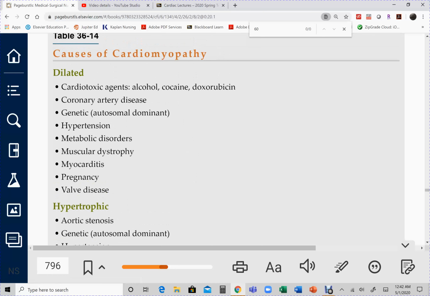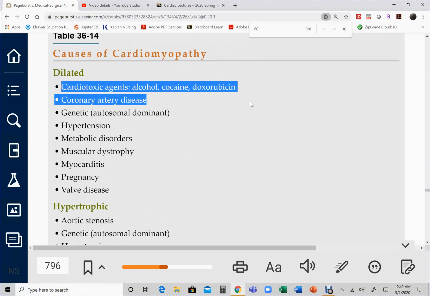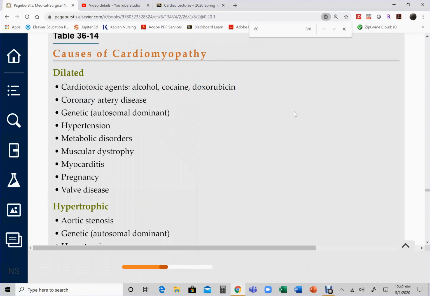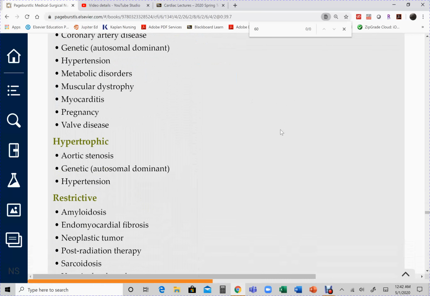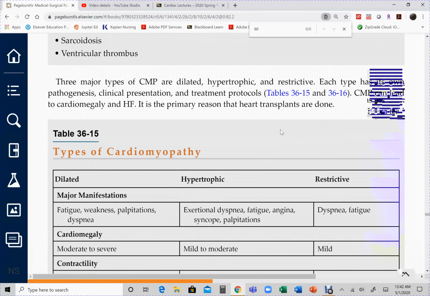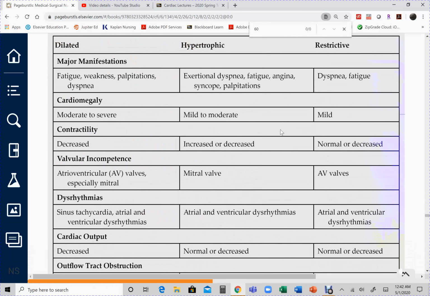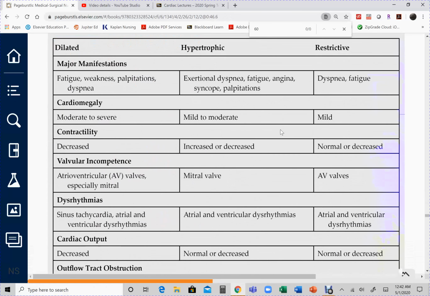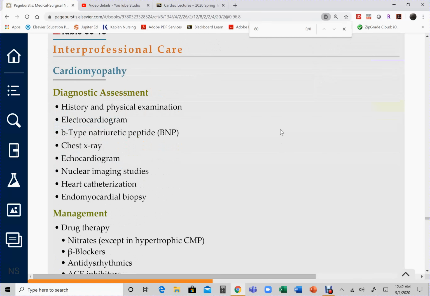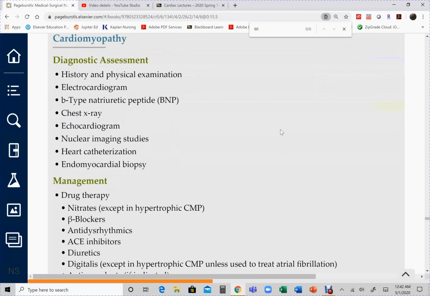These are the identified causes of cardiomyopathy for each type. I'm not testing these, okay? This is just nice to know. Nor the specific symptoms, because again, cardiomyopathy results in heart failure, so our diagnostic testing management is really the same.